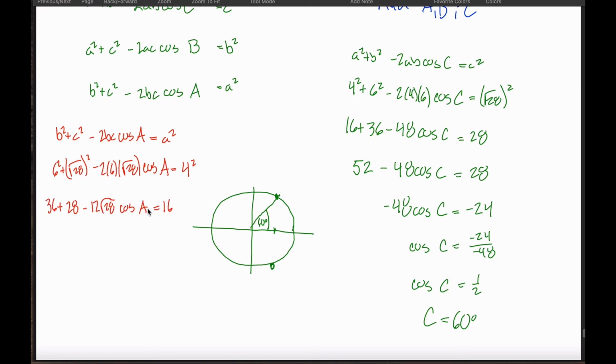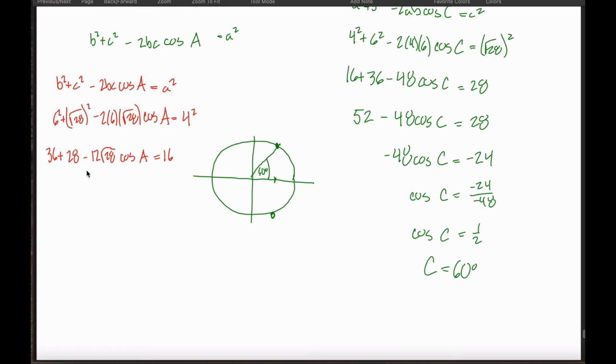I want to get A all by itself. Maybe the way I can do that is get cosine of A all by itself. And the way I can do that is get this term and this term over to the right-hand side of the equation. So I have negative 12 square root of 28 cosine of A on the left, and whatever 16 minus 36 minus 28 is equal to on the right. Well, 16 minus 36 is negative 20, and negative 20 minus 28 is equal to negative 48.